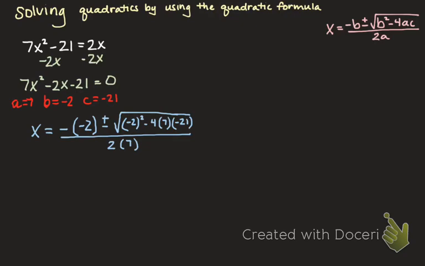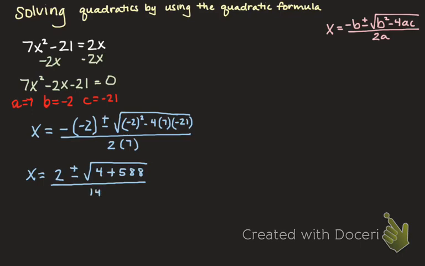So now we're just going to take our time and slowly solve this. So we have x equals, we have a -2, which will make a +2, plus or minus the square root. -2 squared is going to give us a +4. And then we need to multiply all of this. So we have -4 times 7, which will give us -28, times a -21 will give us a +588. So just be really careful whenever you're dealing with multiplying negatives. Divided by 2 times 7 is going to give us 14.